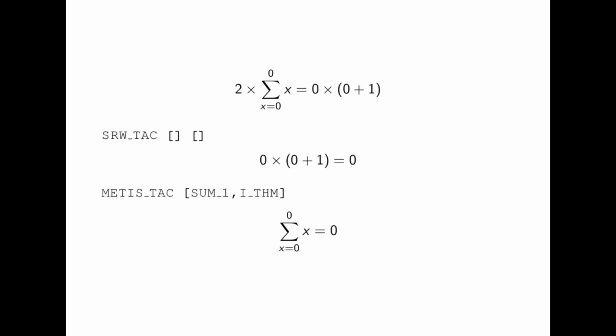The base case is proven by computing the value of each side of the equality. The tactic SRW solves the right-hand side. This tactic probably knows that x times 0 is 0. The second step uses the theorem sum1, which states that to sum a value from 0 to 0, it's enough to know the value of x at 0, which is 0. So both the left-hand side and right-hand side equal 0, so the base case is proven.